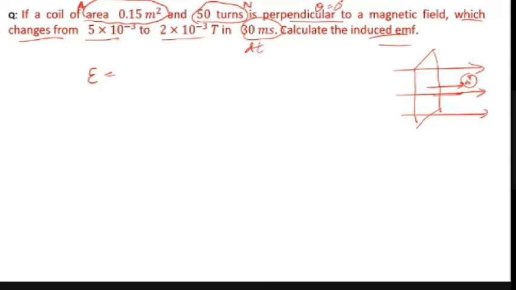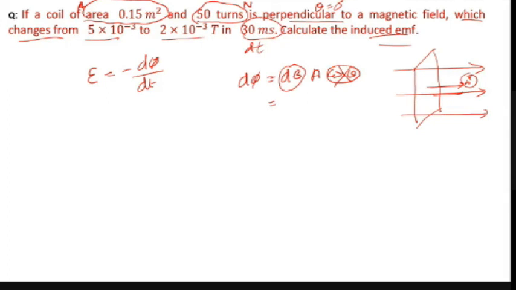Faraday's law, Madhya. Faraday's law applies: minus d phi by dt. Okay. Flux change, how to calculate d phi? D phi is equal to dB into area into cos theta. Cos theta, 90 degree, sorry, 0 degree, cos 0 is 1. So dB into A. What is the change in magnetic field?